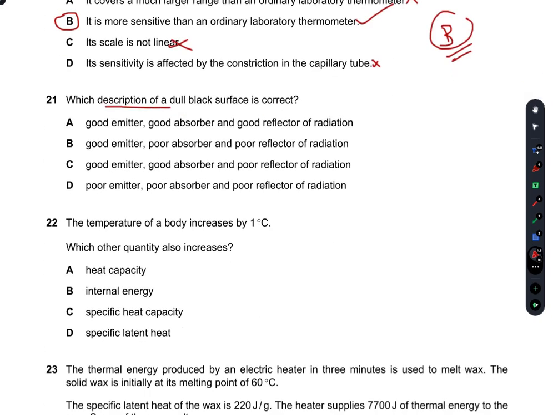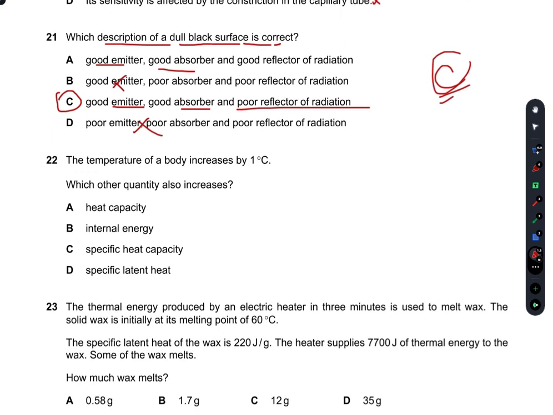Which description of a dull black surface is correct? So we know that a dull black surface is both a good emitter and a good absorber. So B, C, D are incorrect, whereas it is a poor reflector of heat. It is a poor reflector of heat radiations, or simply radiation you can call that. So C is the right answer.